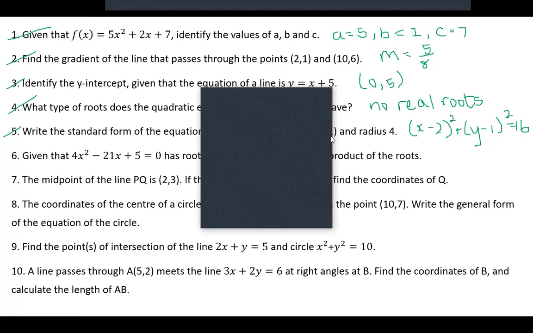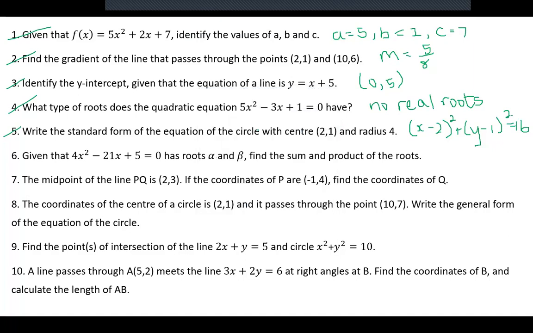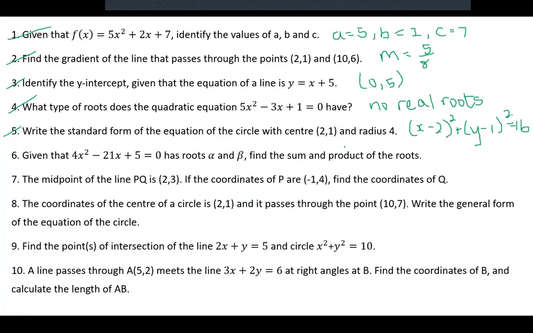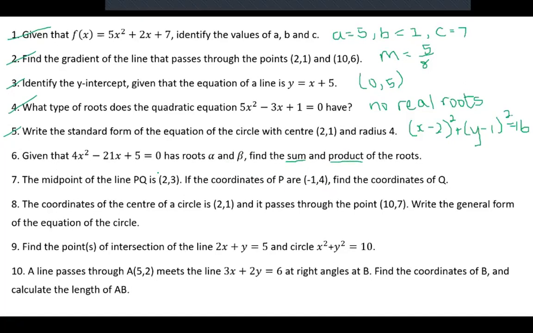Okay, so everybody who sent me an answer so far has sent me correct answers. Just be careful how you state your answer though. Alpha isn't equal to 21 on 4 and beta isn't equal to 5 on 4. The sum and product. So alpha plus beta, that's what sum means, is 21 on 4. And the product, so alpha times beta, would be 5 on 4.